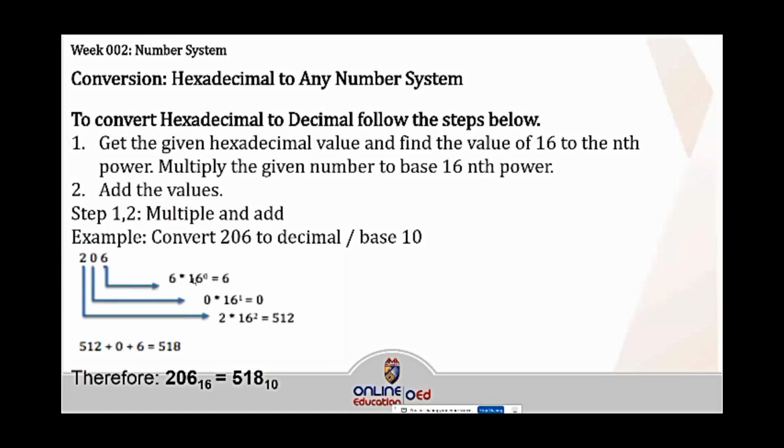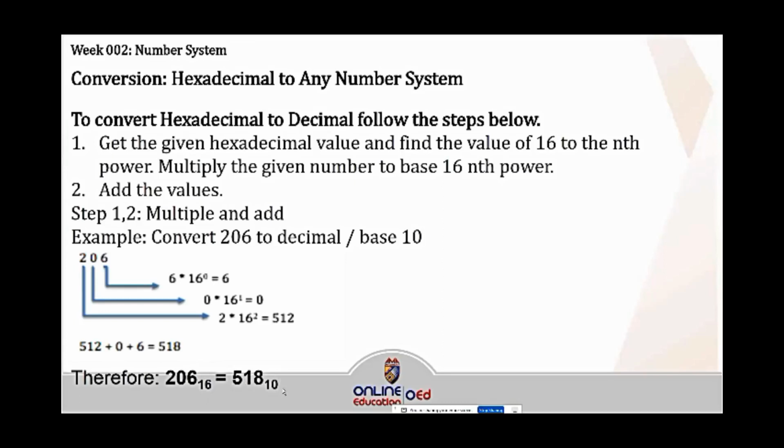Again, by the rules of mathematics, any number raised to 0 is equal to 1. 1 multiplied by 6 is 6. And then 16 raised to 1 is 16. Any number multiplied by 0 is 0. 16 raised to 2 is 256. 256 multiplied by 2 is 512. So all you have to do is add it up: 512 plus 0 plus 6 is 518. So therefore, guys, 206 base 16 is equal to 518 base 10.